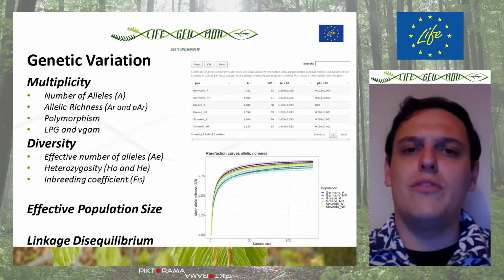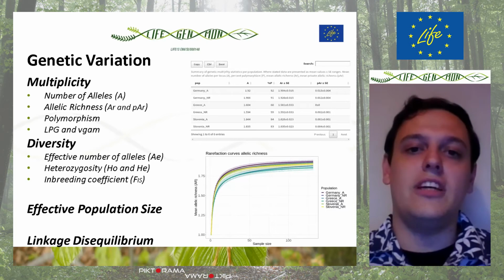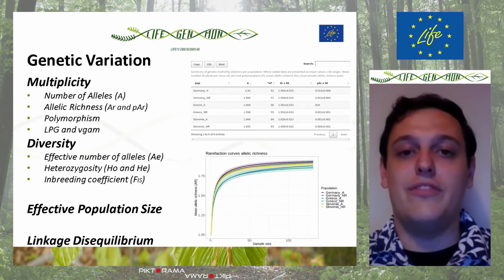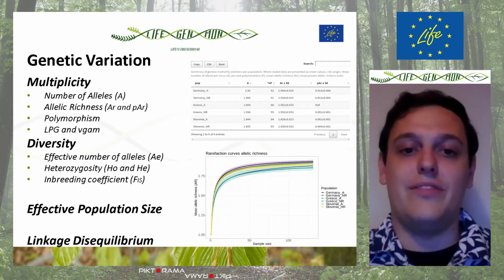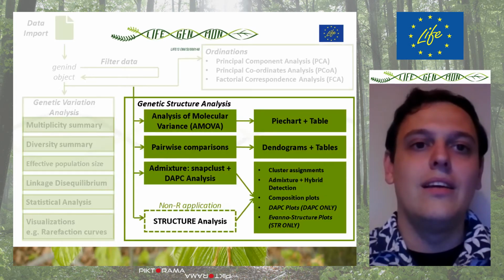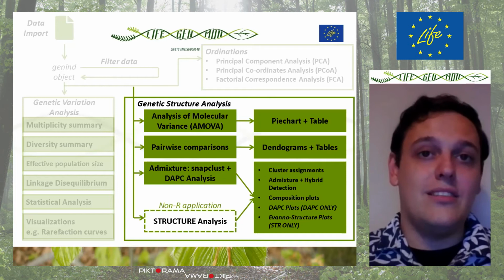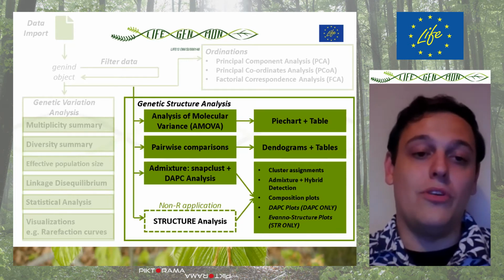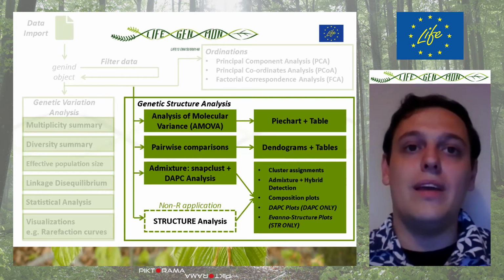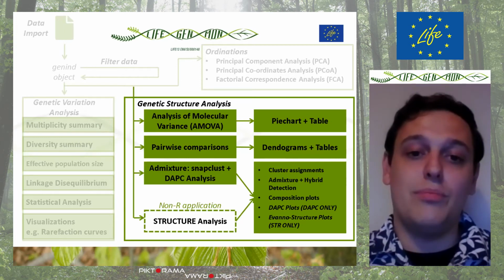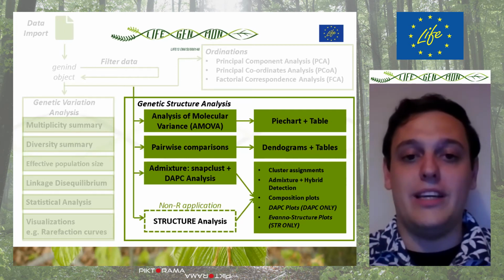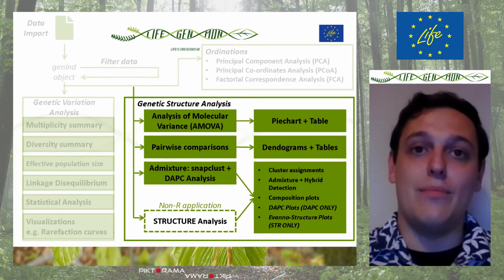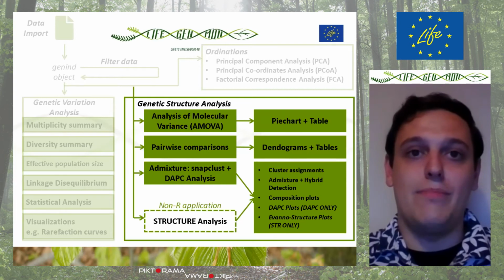You can also perform a number of other analyses within this section and generate publication quality figures, such as the rarefaction curve for allelic richness that you see in the bottom right of this slide. So, the analysis of population structure, admixture, and hybridization makes up a large portion of the application. In the application, we implement the standard approaches for assessing between population diversity through the analysis of molecular variance, or AMOVA, and pairwise population comparisons.